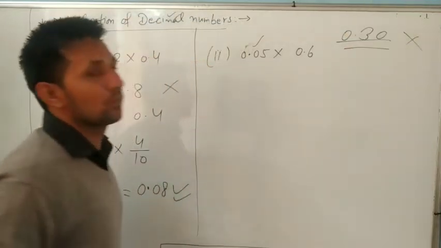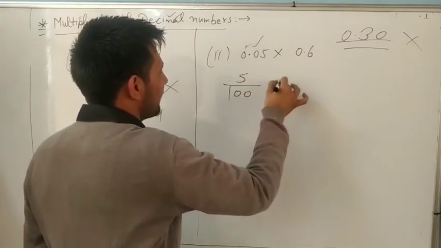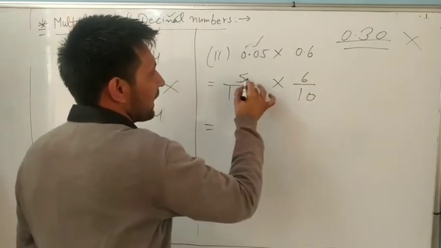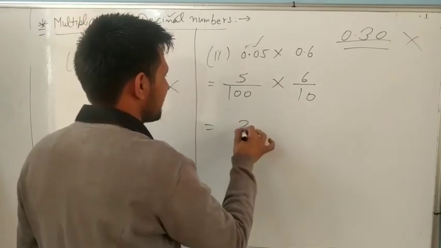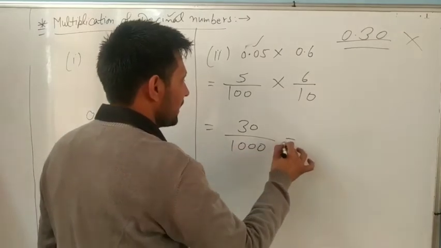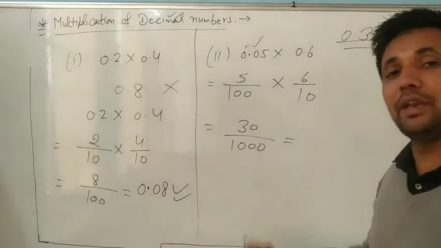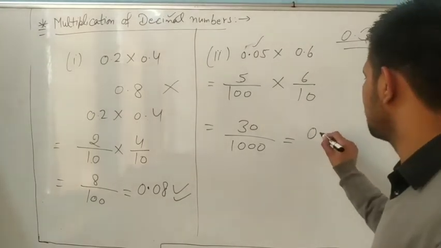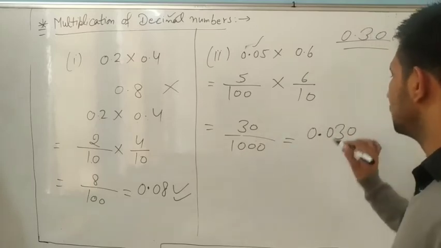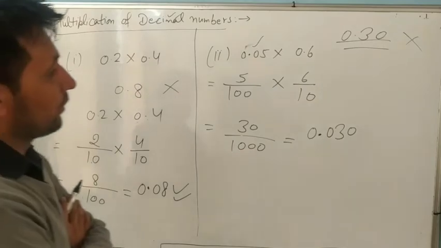Look, it is wrong. Why? First we will remove the decimals. 5 divided by 100. 6 divided by 10. 5 multiplied by 6, 30. And 100 into 10, 1000. Now we observe how many 0s in the denominator? 3. So therefore after the decimal there are 3 digits. So the answer is 0.030. Understand it?